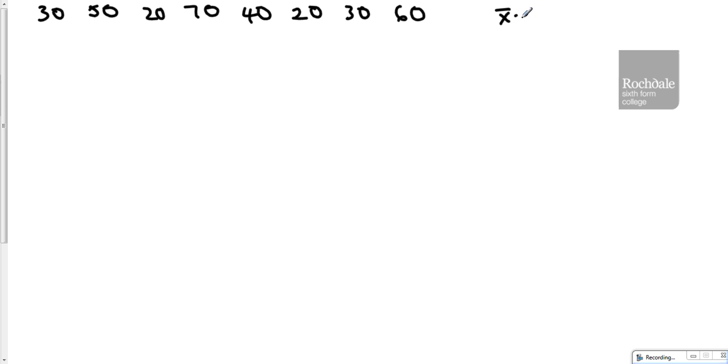Summarising data, example 13. I want to start by having a quick look at the set of data that we're given above the table. The data is 30, 50, 20, 70, 40, 20, 30 and 60. You will see that we worked out the mean of that data, which I think worked out to be 40. And I think the standard deviation of that data worked out to be 17.3.